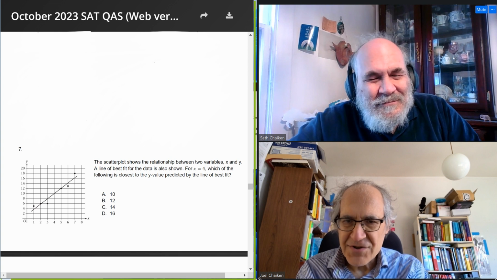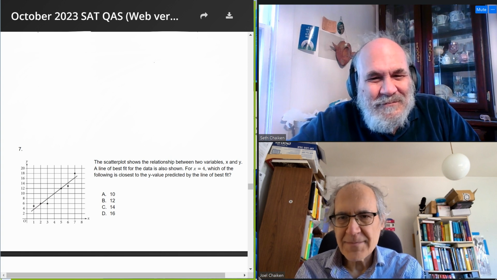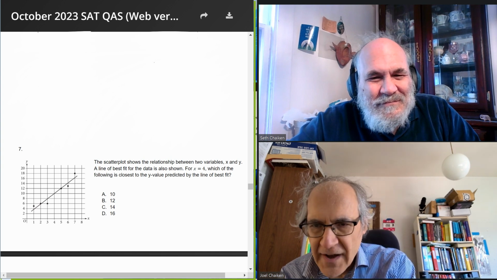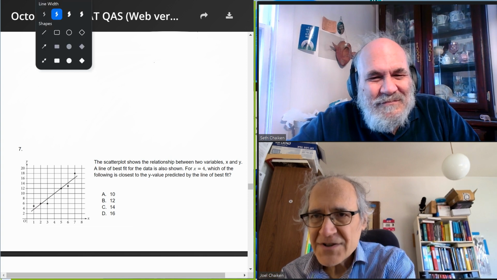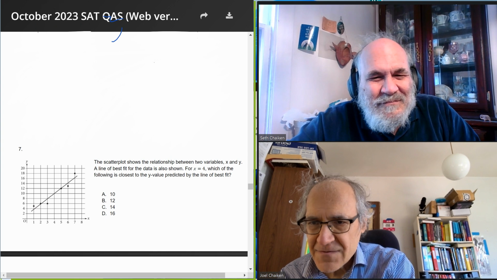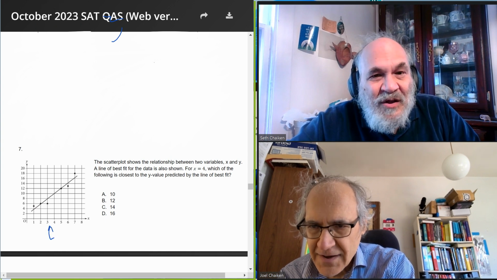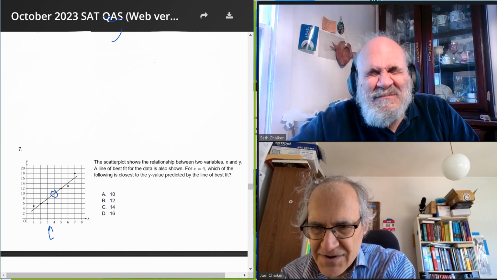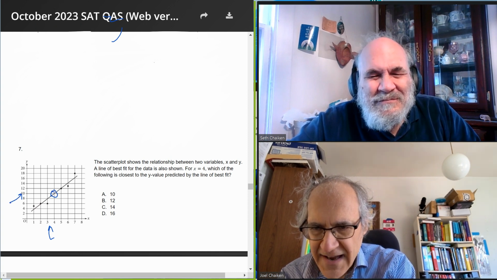The scatter plot shows the relationship between two variables x and y. The line of best fit for the data is also shown. Which of the following is the closest to the line of best fit if x is 4? So it would be closest to the y value. Closest to the y value would be here because x is 4.